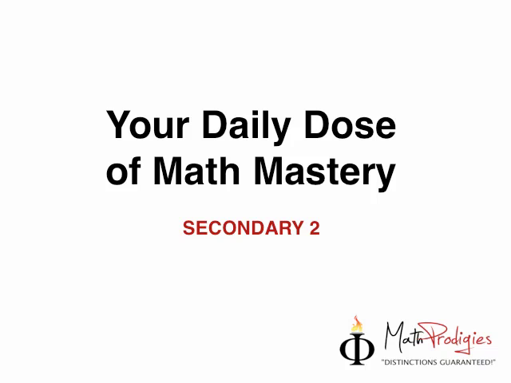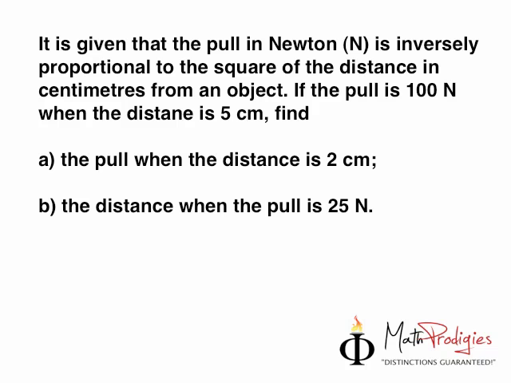So, how was your question yesterday? Okay, let's look at the question again. It is given that the pull in Newtons is inversely proportional to the square of the distance. Very important, very careful: square of the distance, not the distance, in centimeters from an object. If the pull is 100 newtons when the distance is 5 cm, find the pull when the distance is 2 cm and find the distance when the pull is 25 newtons. So, let me show you the answer first, okay?